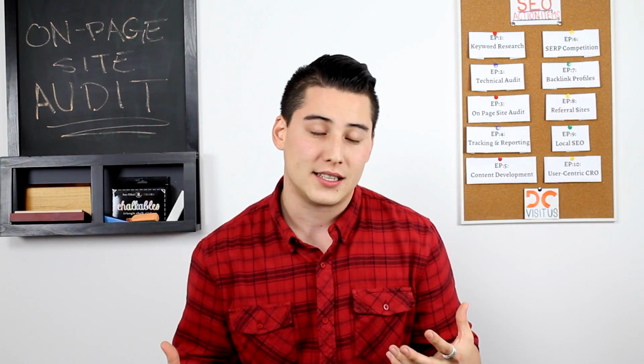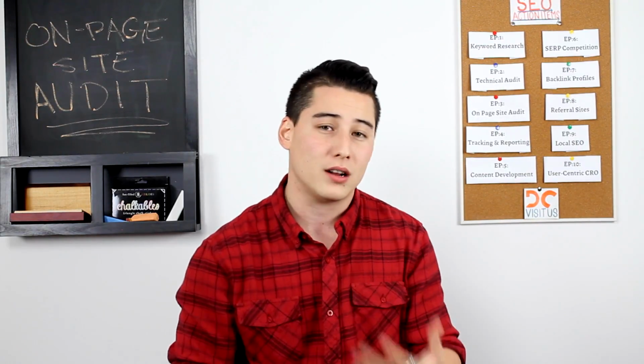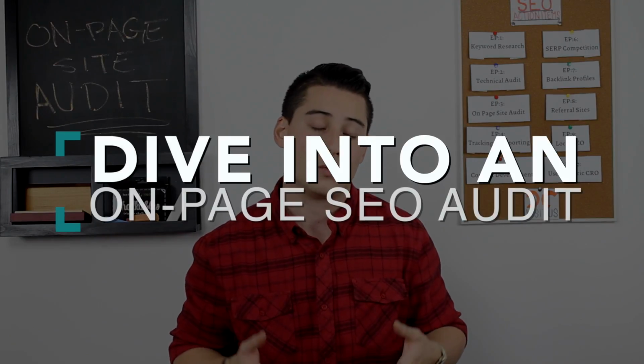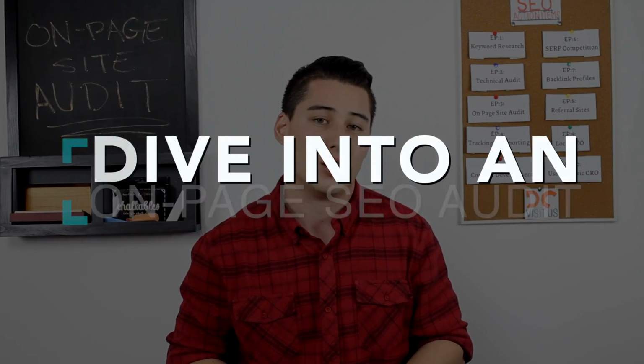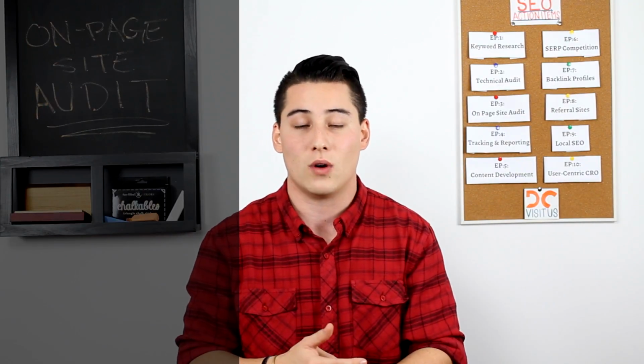So in last week's SEO Action Items episode, we actually talked about a technical SEO audit and how part of that is constituted by your on-page site optimization. In this week's episode, we're actually going to dive into an on-page SEO audit and talk about the different processes and checklists that every on-page SEO audit includes.